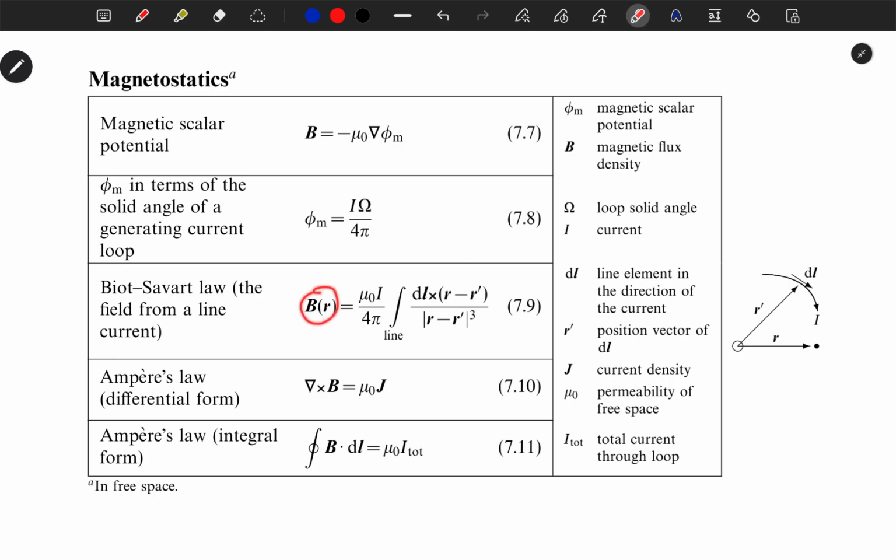Biot-Savart law: B equals mu 0 I by 4 pi times dl sin theta by r square, or we can write it in vector form. Ampere's law: curl of B equals mu 0 J. Ampere's law in integral form, using Stokes theorem: the integral of B dot dl over a loop equals mu 0 I, where I is the sum of the total current passing through the loop.